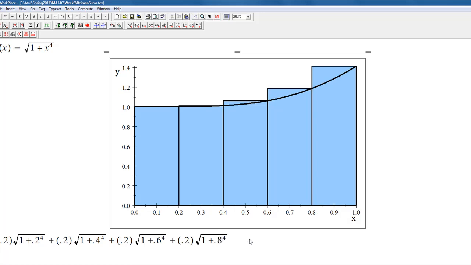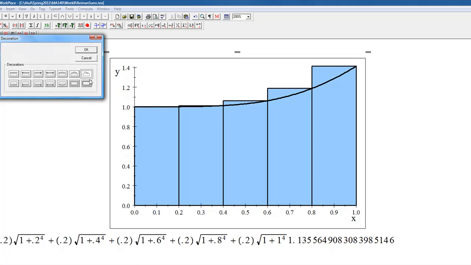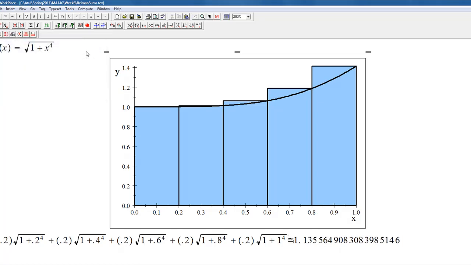We have 0.8 to the power 4, and at the end we have what? We simply have 1. So this is the first rectangle, the altitude determined by this. The second one, the altitude is determined by this. This is the third one, this is the fourth one, and this is the fifth one. If we compute the area, it's approximately what is shown here.